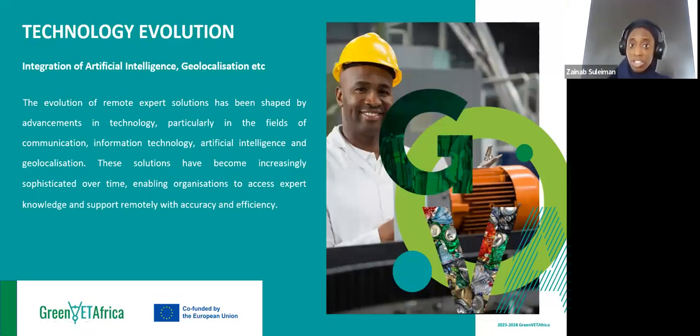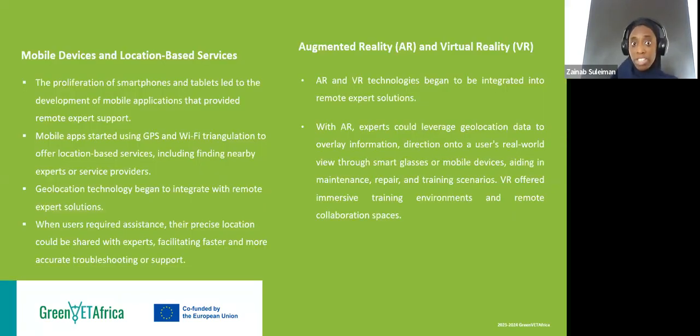So the technology evolution of the smart remote expert solution begins with the integration of artificial intelligence and geolocalization. The evolution of smart remote has been shaped by advancements in technology, mobile devices, software development, and lots more, in the fields of communication, information technology, artificial intelligence, and geolocalization. So we also have mobile devices, as I mentioned earlier, and location-based services.